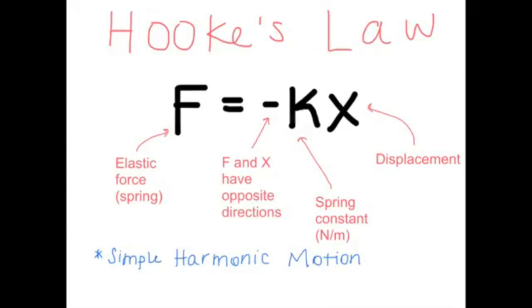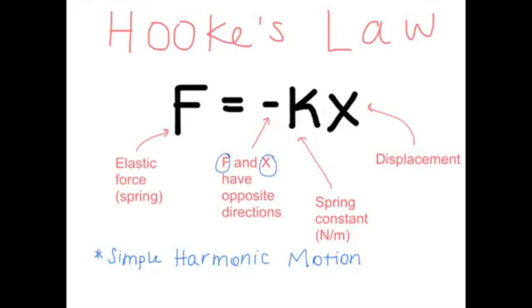So with this information in mind about springs, this is Hooke's law. It states that F, or the elastic force of the spring, will be equal to negative kx. Now we can look more closely at what these variables mean. The negative sign suggests that F, the force, and x, the displacement, have opposite directions. So you just need that to switch the directions of the two.